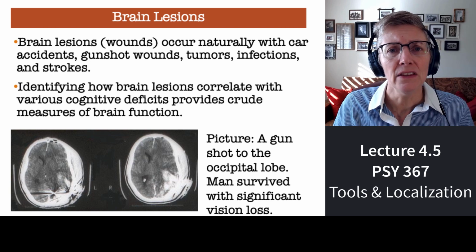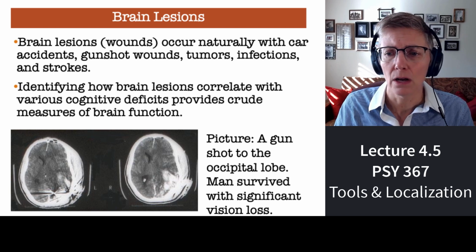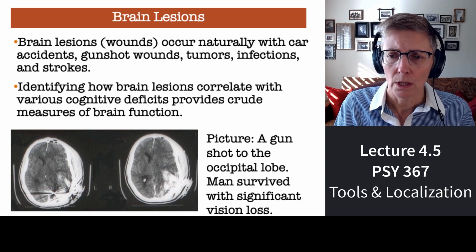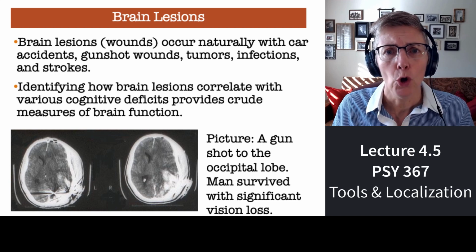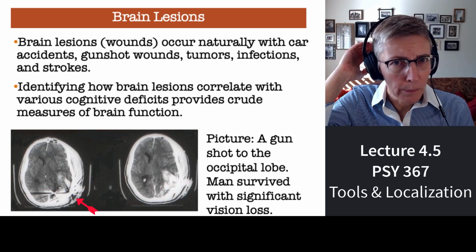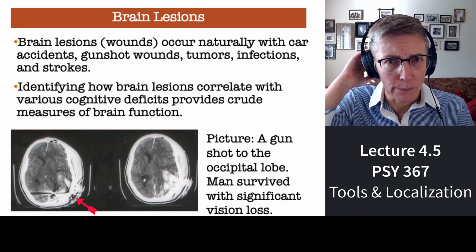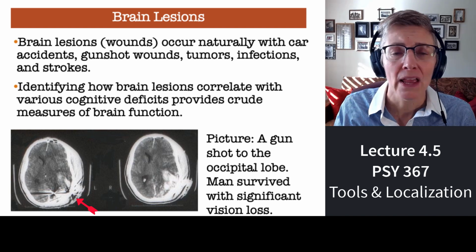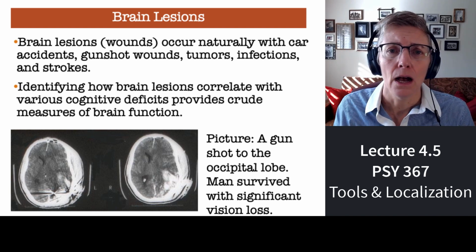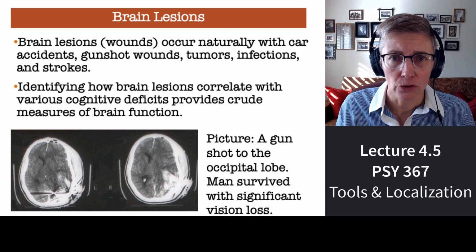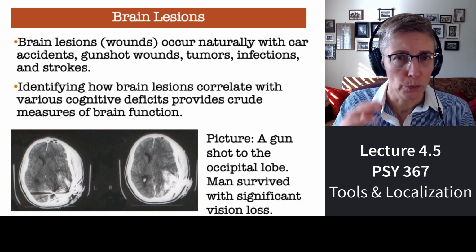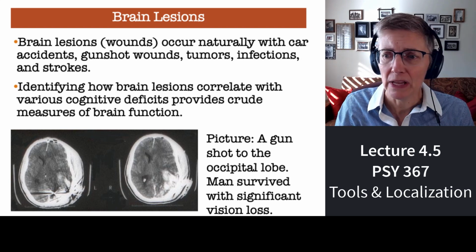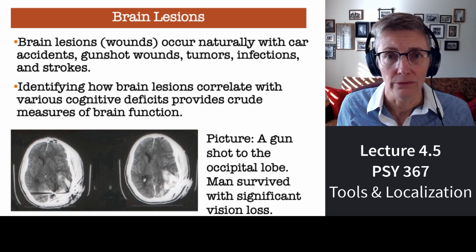So in this slide, I'm showing you a picture of the brain of a man who was shot in the back, in the occipital lobe. It damaged his occipital lobe, and as a result of that, he had significant trouble with sight, with visual perception. So we know that the occipital lobe is involved in vision.